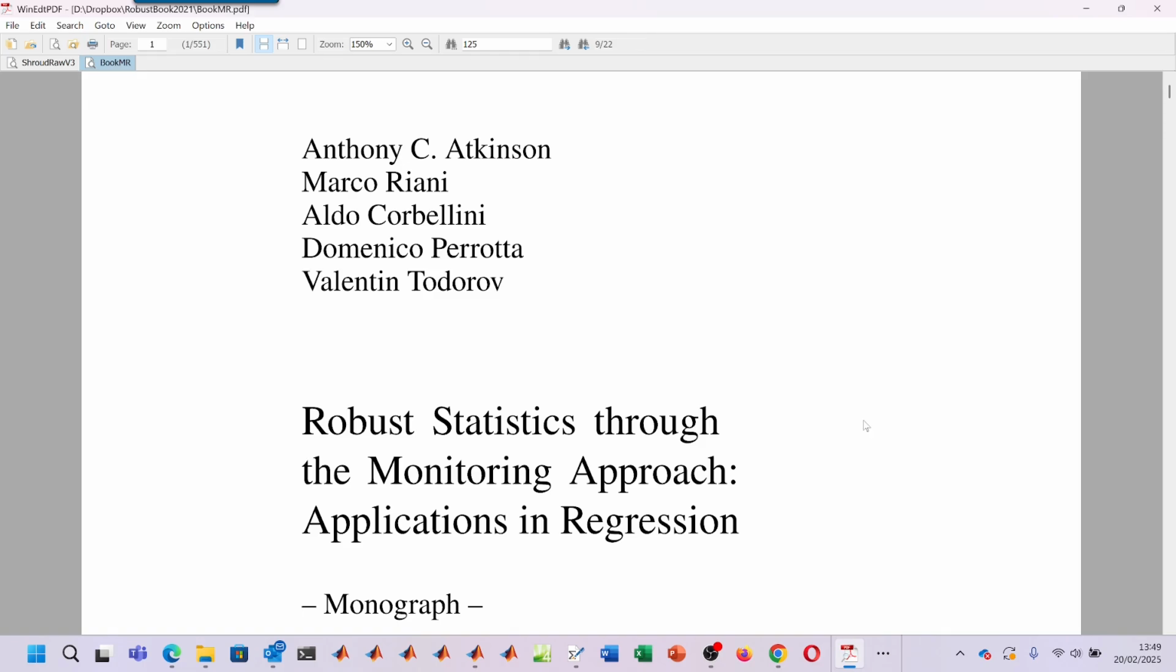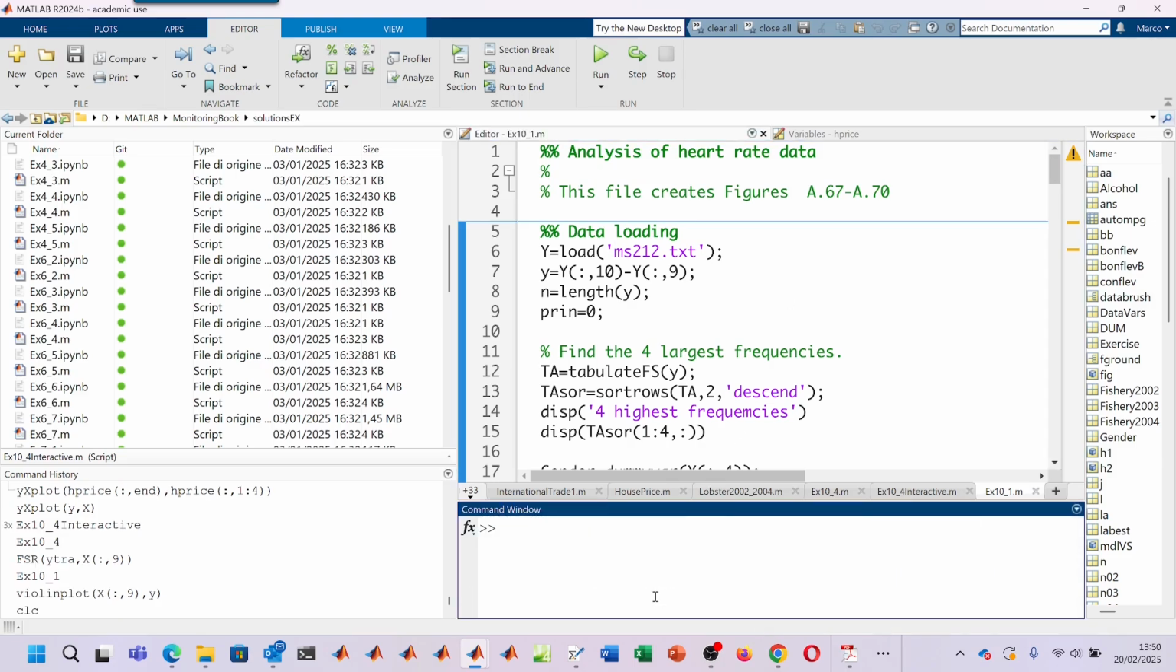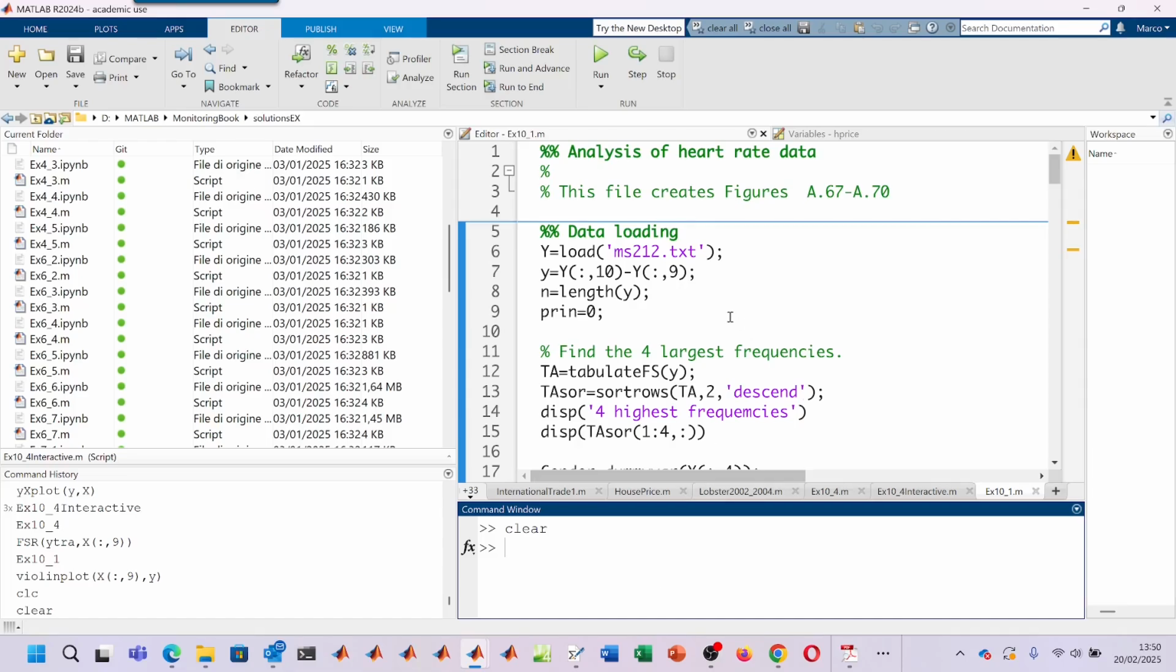This is a further video about our forthcoming book on robust statistics, written by the two of us together with our co-authors Aldo Corbellini, Domenico Perrotta, and Valentin Todorov. The purpose of this video is to provide a simple, straightforward example of the use of the Johnson transformation, that is, an extension of the Box-Cox transformation to responses which may be either positive or negative.